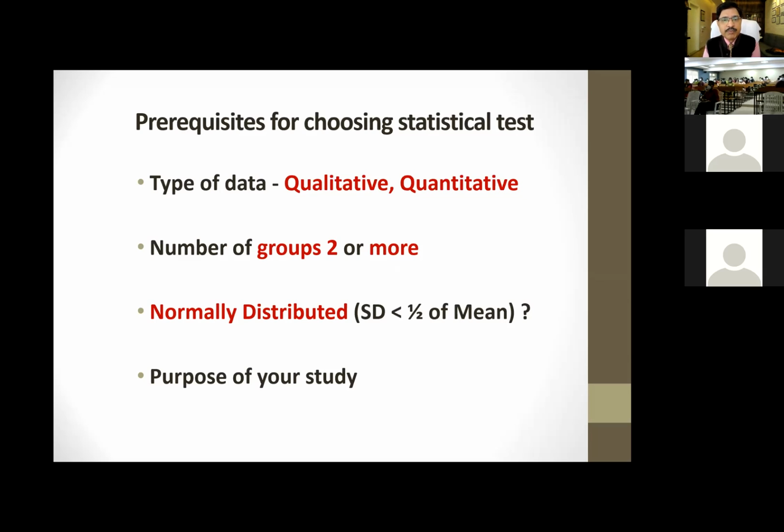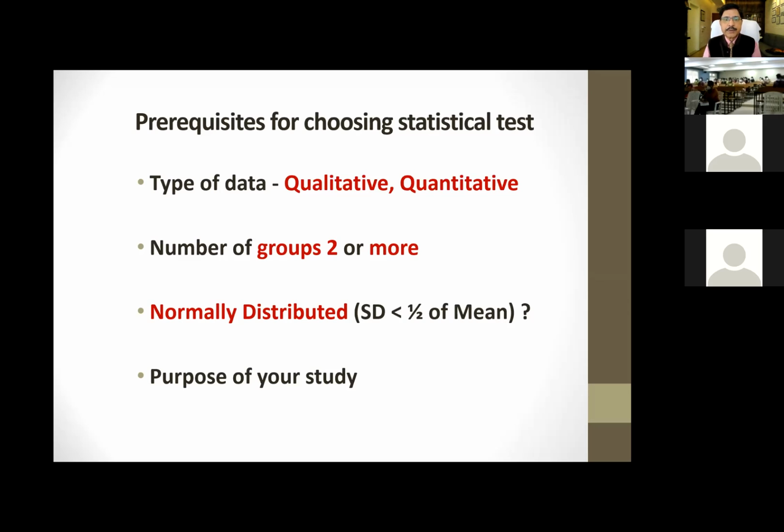How do I know whether my population is normally distributed or not? Very simple. Get the mean and the standard deviation. If the standard deviation is less than half of the mean, take it for granted your data is normally distributed, unless the data set is very small, like 3 or 4 subjects. If it is a sizable data set of 50 or above subjects, and the standard deviation is less than half of the mean, it is normally distributed.